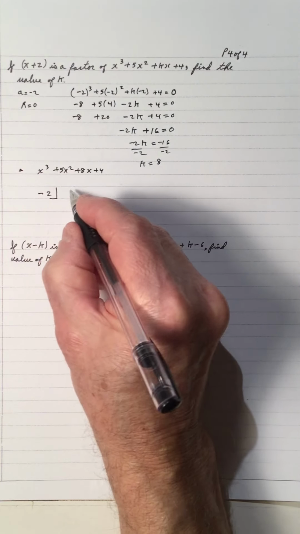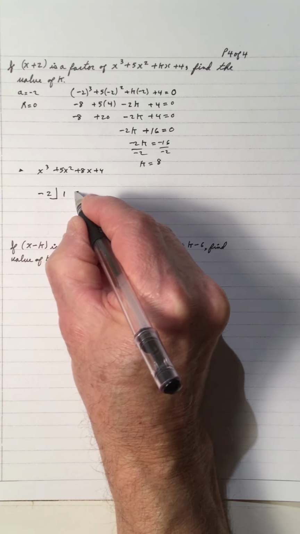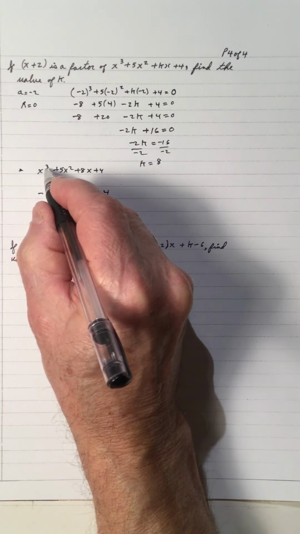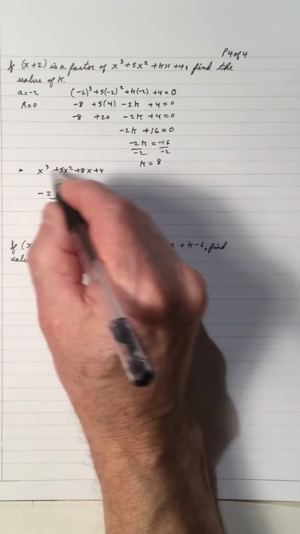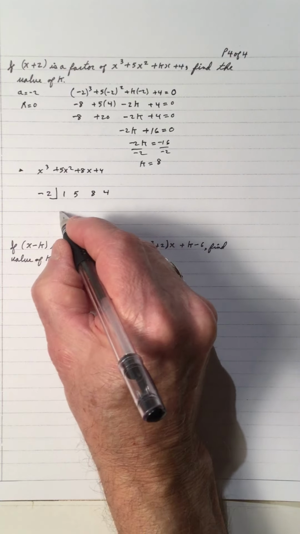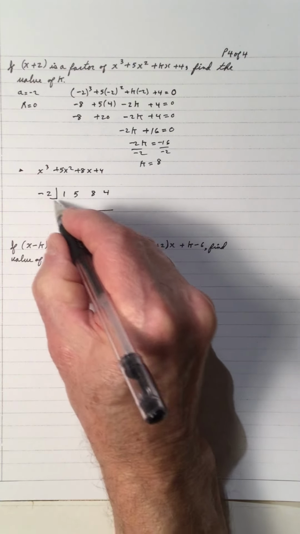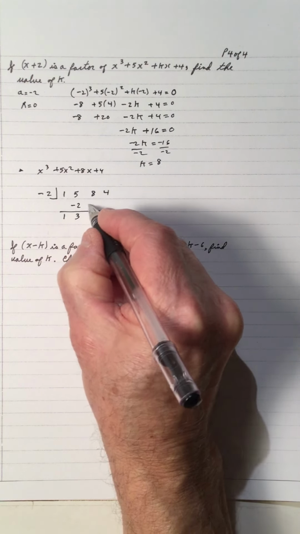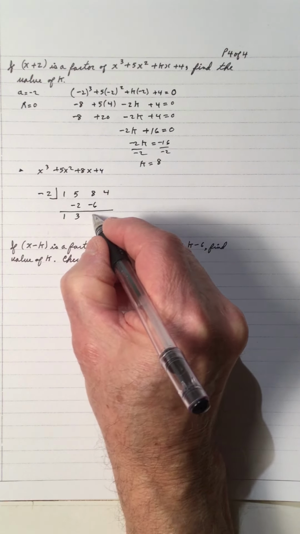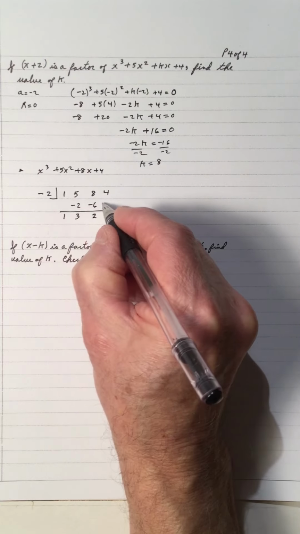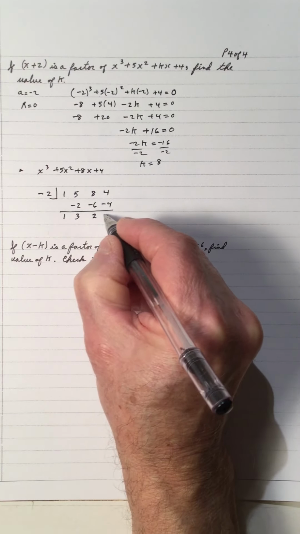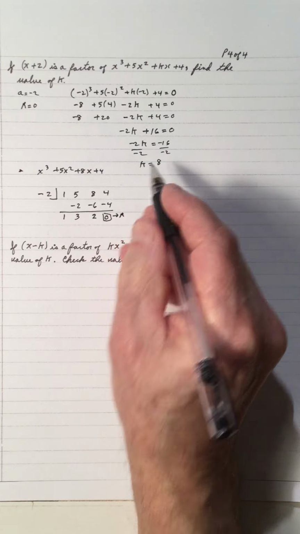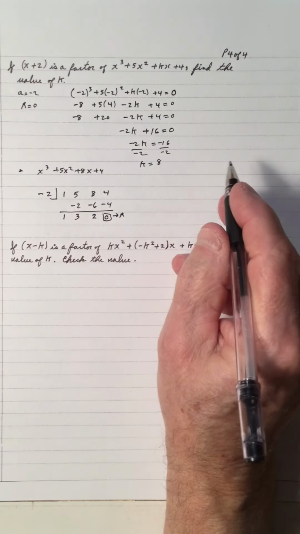-2 is the opposite of x plus 2, so we have 1, 5, 8, 4, that's a 3, 2, 1, 0 descending order. So we draw a line, bring down the 1, multiply, -2, add 3, multiply, -6, add, get 2, multiply is -4, 0. Oh, that's a remainder of 0, so therefore the 8 is okay.